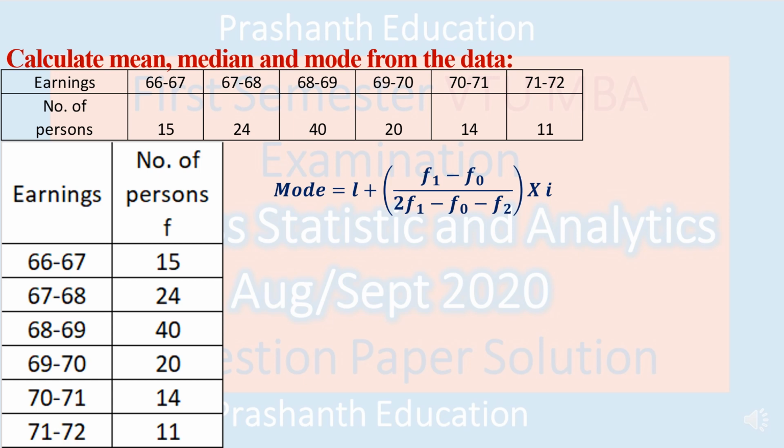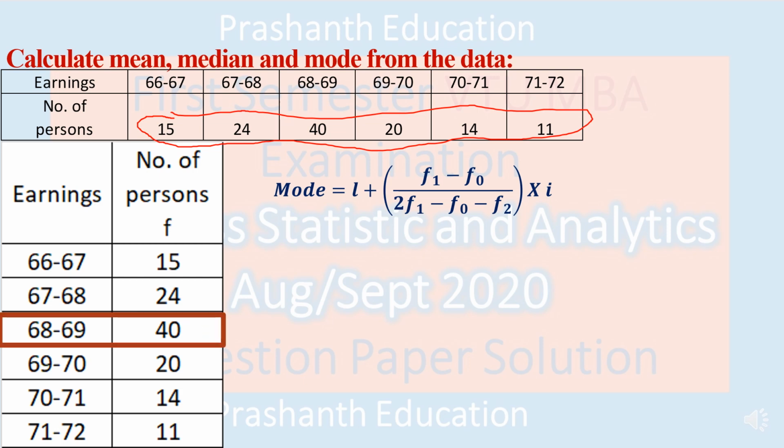Now how do we find which class to take? You need to go to the frequency, not the cumulative frequency. This is the actual frequency. You need to go there and pick the highest value. If you look at 15, 24, 40, the highest value is 40. So we place our mode here. Somewhere here it comes.